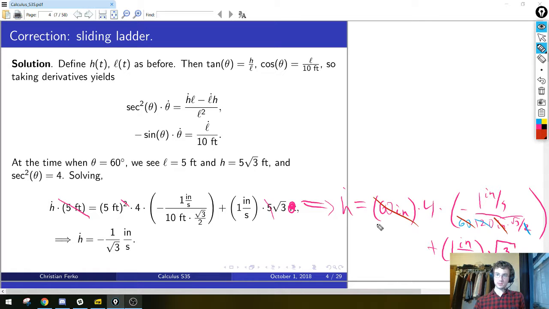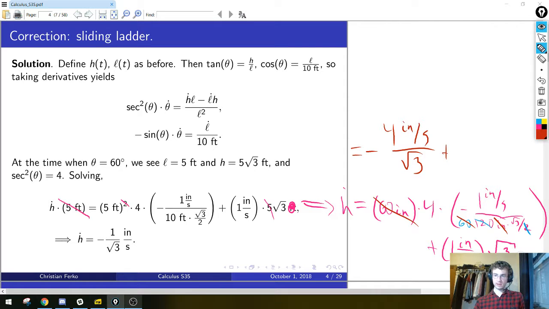So, well, this is bad flow, bad direction, but I'm going up in equations now. So after canceling the 60 inches top and bottom, we have a 4, a 1 inch per second with a minus sign, and a root 3. So this is minus 4 inches per second over root 3 plus, I'm going to multiply this by 1.